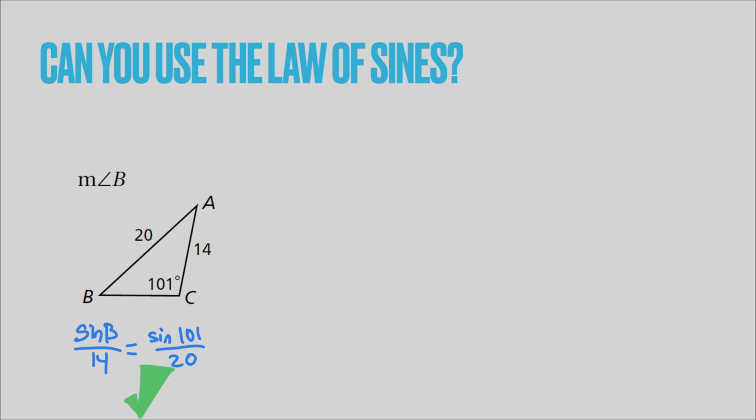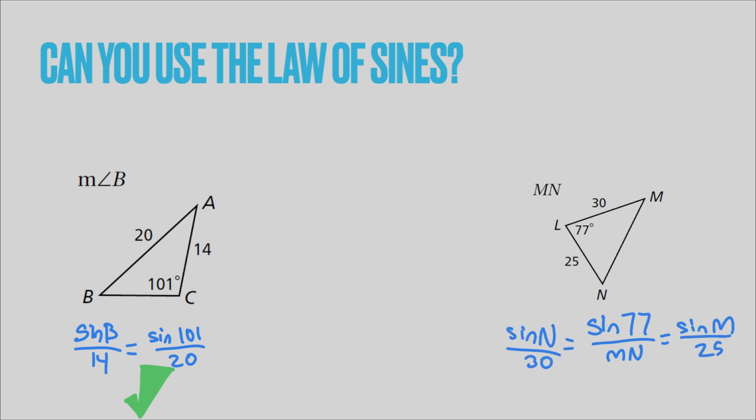So great. Now let's ask about another one. In this case, we have MN. We are looking for this side. So we could say the sine of 77 over MN is equal to, but here's the problem. No matter which side I do, because I'm going to write it both ways, I end up getting at least another variable. I can't solve for that because I would have one side that's all variables and one side that's all numbers. So no, I cannot use the law of sines in this case.